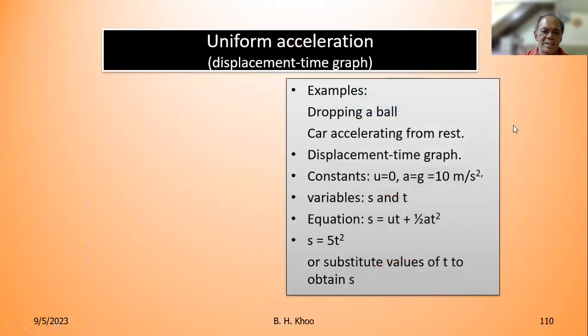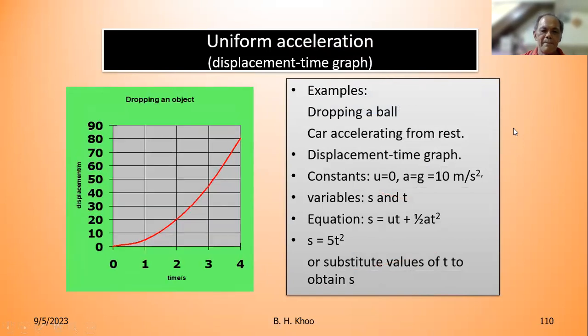Okay, so that's the uniform acceleration. Dropping a ball. You drop a ball, that's how the graph looks like. U equals 0, taking downwards as positive, or it can be a car accelerating from rest. Right? In this case, you are dropping the ball, g is about 10. Variables are S and T. So U equals 0. Substitute in the values, A equals 10. So it's 5T squared. So that's your parabola for uniform acceleration. Right? Displacement-time graph.